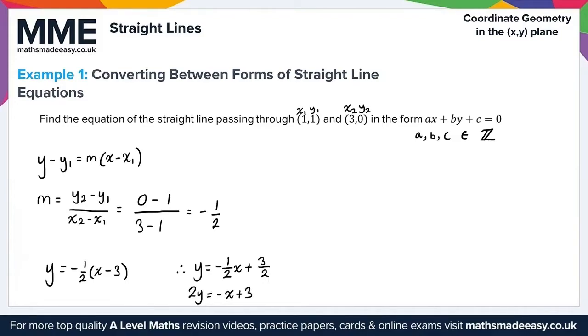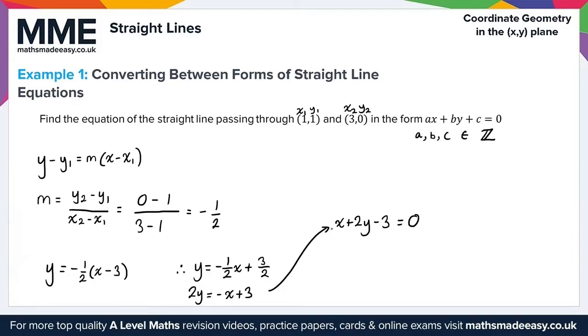Now here we want it in the form ax + by + c = 0, so we need to get everything onto one side. So if we add x to both sides, and we subtract 3 off both sides, then the right hand side will be equal to 0. So to finish that, we're going to get x + 2y - 3 = 0. And notice this is now in the form that we require here.